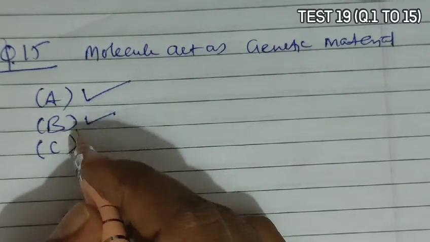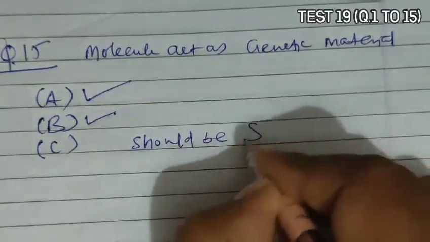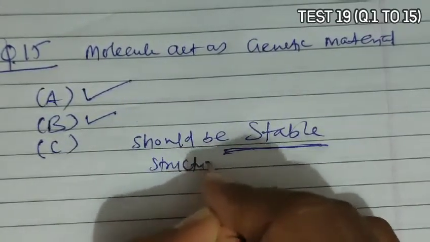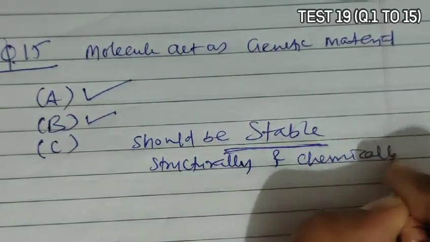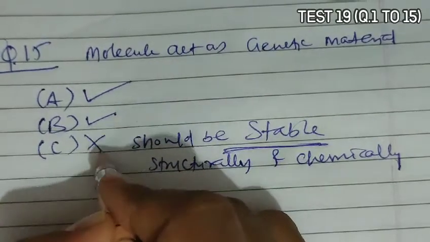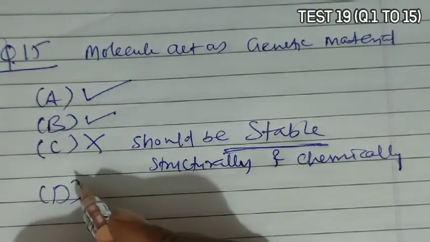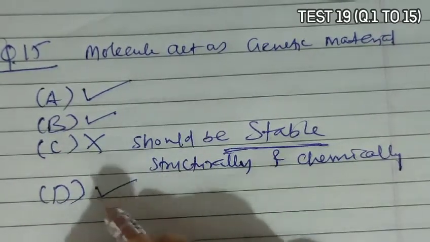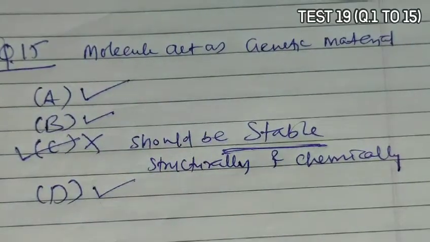Option C says it should be unstable structurally and chemically. It should be stable structurally and chemically, should not be unstable, but the statement says unstable, so C is incorrect. And D is given that it should provide a scope for slow changes that are required for evolution. Yes, slow changes should be available, so mutation can occur, and that is responsible for evolution. So C is the correct answer, that it should be stable.